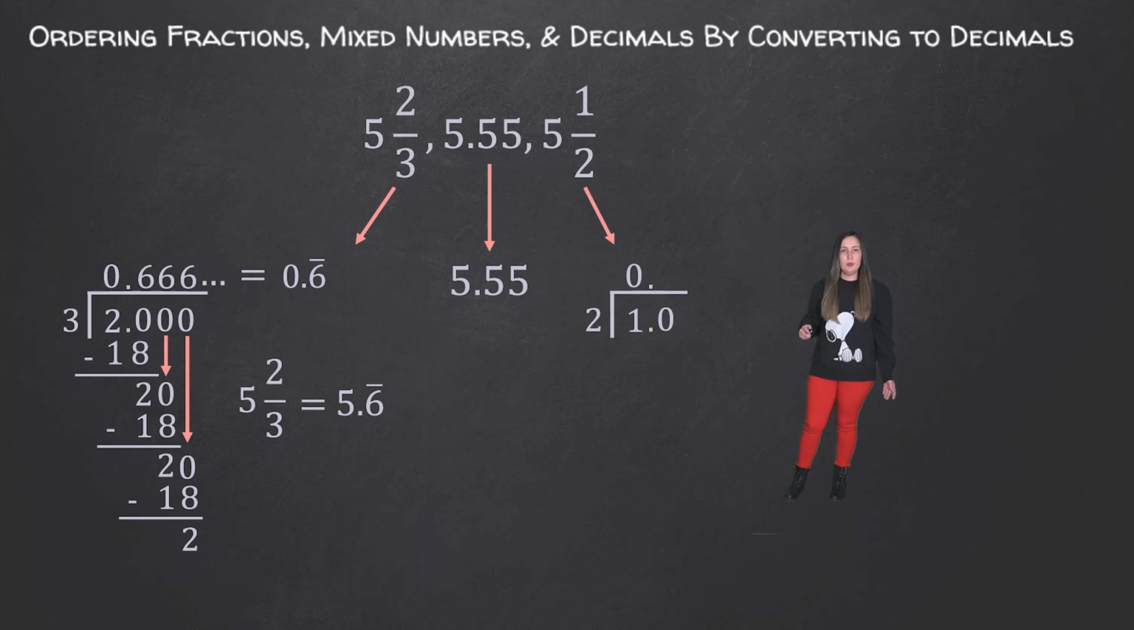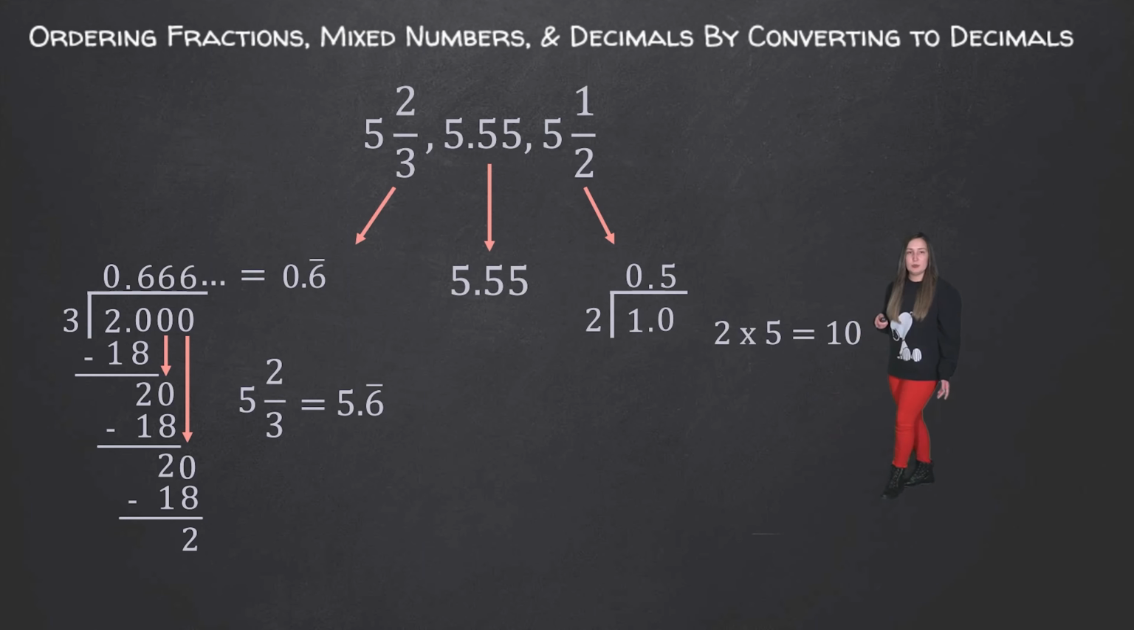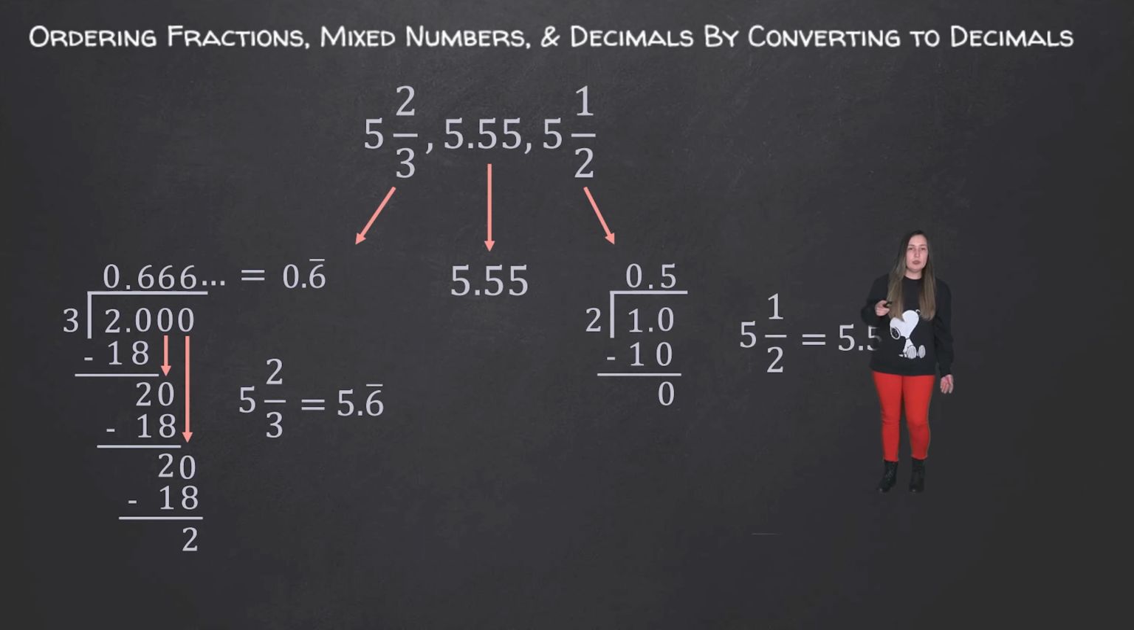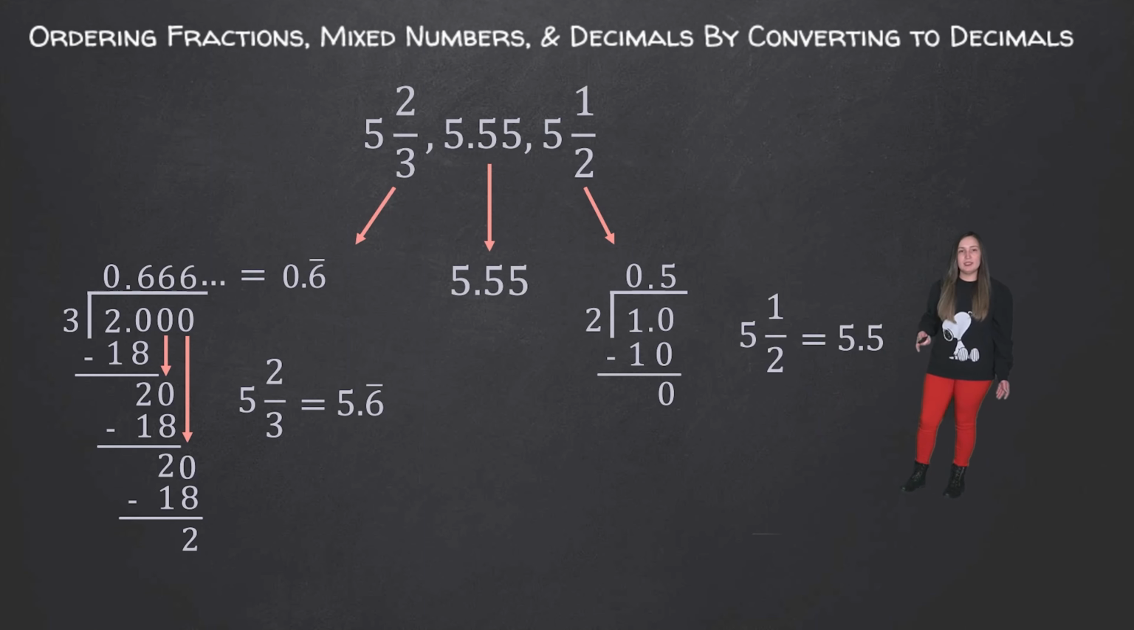And then we are going to ask ourselves, how many times does 2 go into 10? Well, 2 goes into 10 5 times, and that's because 2 times 5 is equal to 10. So we're going to add the 10 there, and then we're going to subtract. 10 minus 10 is 0, so there's no remainder. But we didn't just start off with 1 over 2. We have 5 and 1 over 2, so 5½ is equal to 5 5/10.